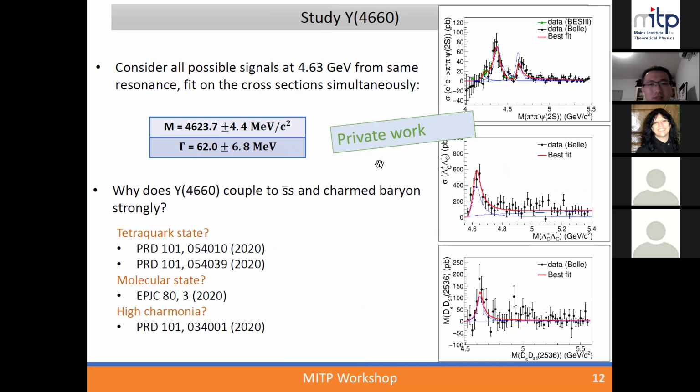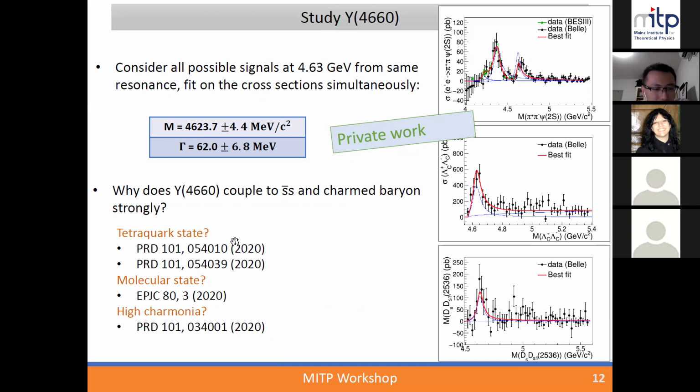So then we performed a fit previously. It's not from the Belle collaboration, but I'd like to show it here in slide number 12. We consider all the possible signals at the 4.63 GeV from the same resonance and perform a simultaneous fit on the cross sections. So we get the mass and width listed here, and the fit results are shown in the right three plots. I also list some theoretical interpretations of this Y state.